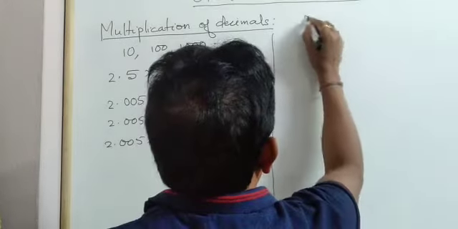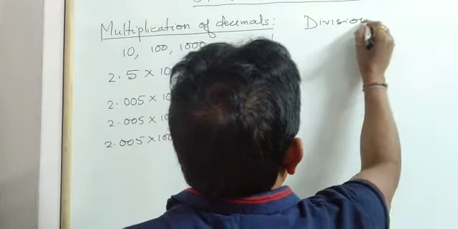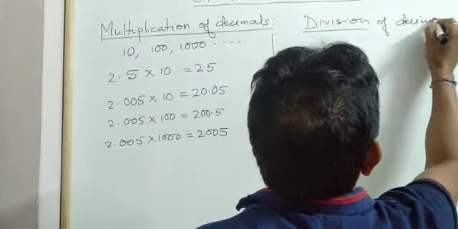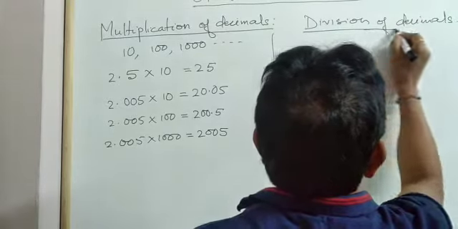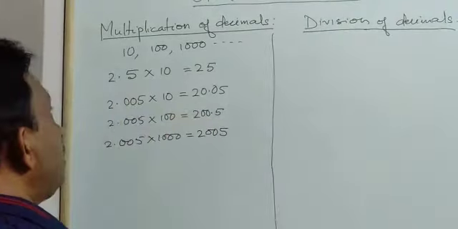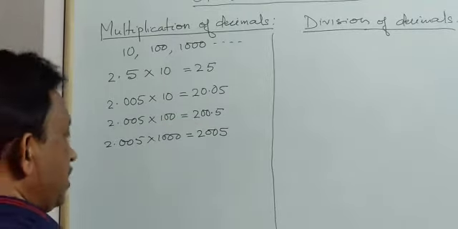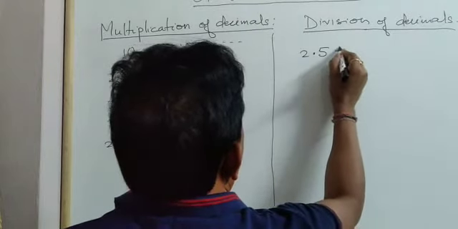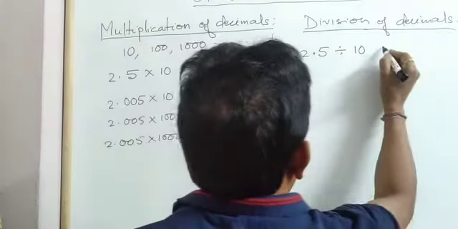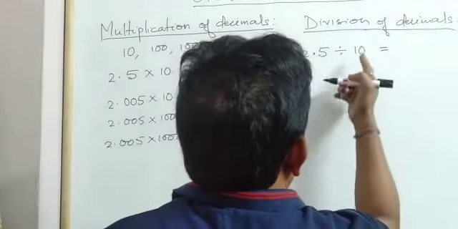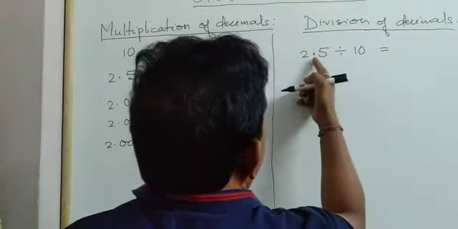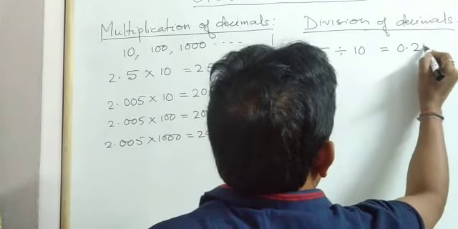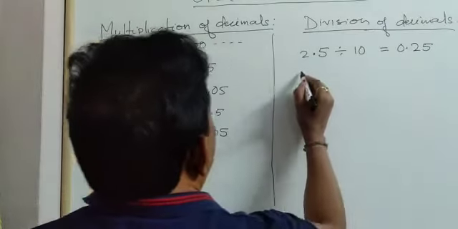Now say division. In divisions, I'm doing it together so that you understand it. Now, I'll show you the division separately again. Now suppose 2.5 divided by 10. So in this case, when I'm dividing by 10, the decimal will move one digit towards the left. So it will be 0.25.